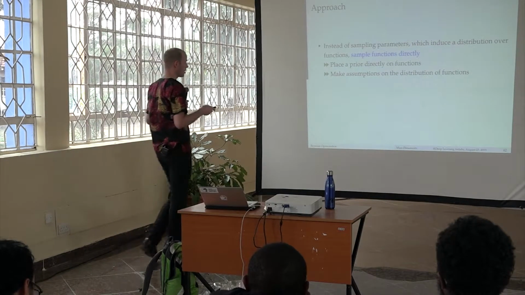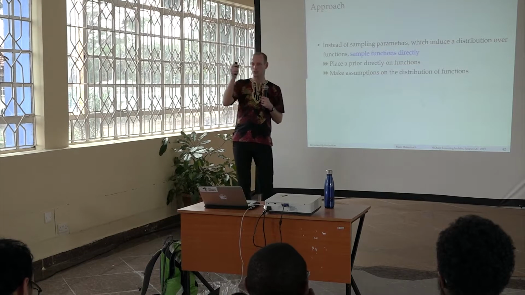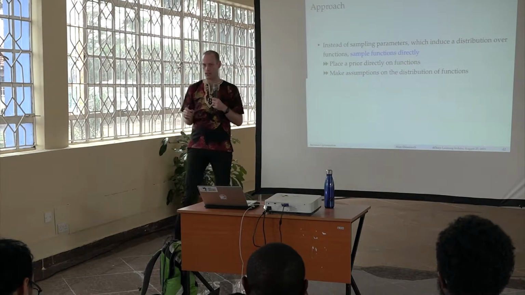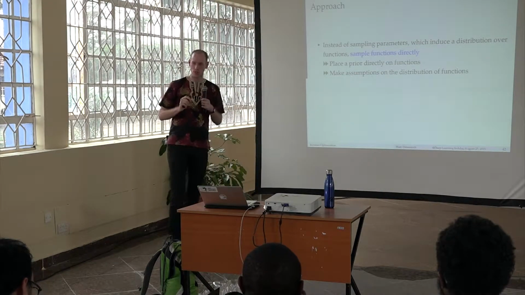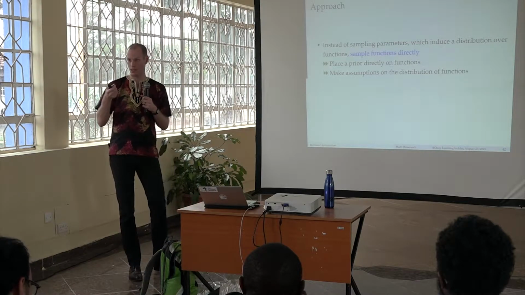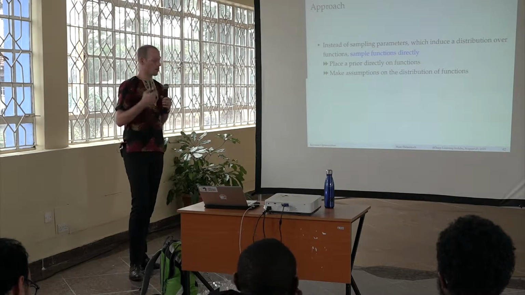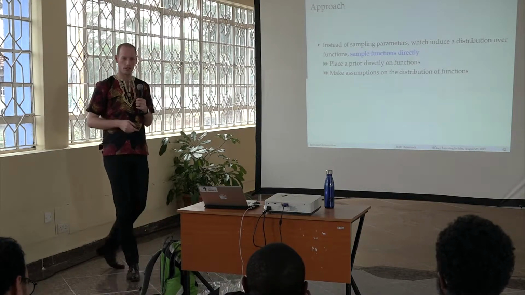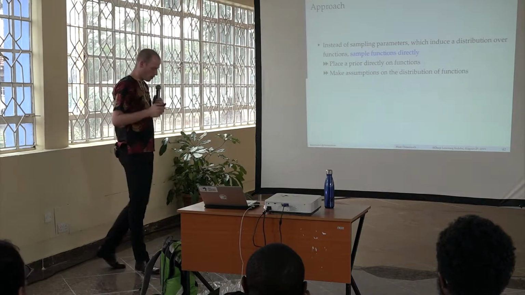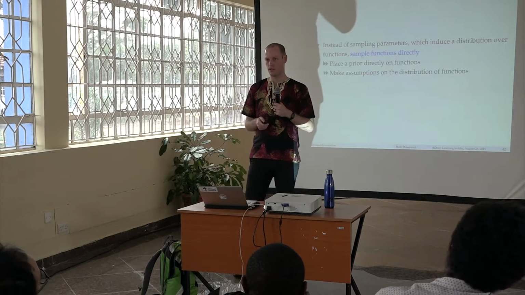So instead of sampling these parameters which induce this distribution over functions, why don't we just sample functions directly? In order to do this, we need to place a prior distribution directly on functions, and we need to make some assumptions about the distribution over functions.